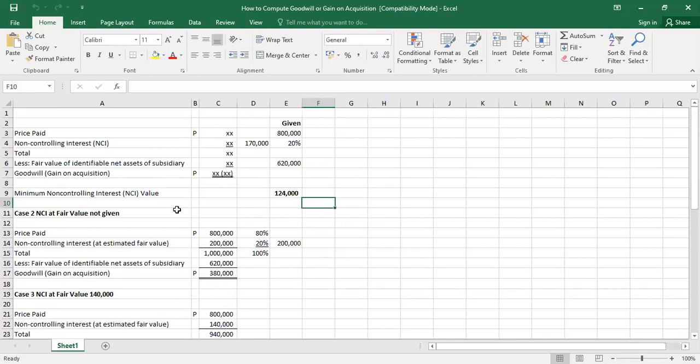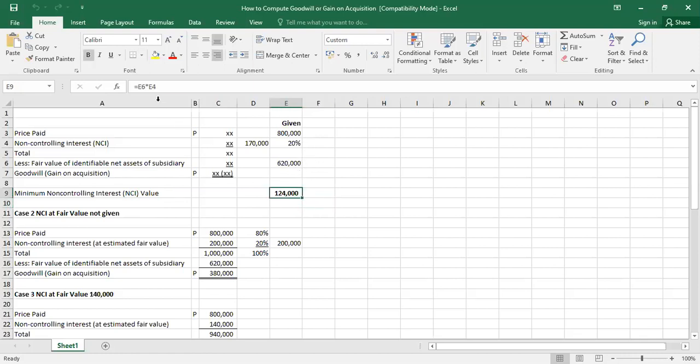Now, the next item that we should remember is the minimum non-controlling interest, or NCI value. Remember, under IFRS 3, there are two options. Number one is the usage of NCI at fair value; in its absence, we have to estimate the fair value. We also call this the full goodwill approach or method. We have to make sure that the given and the estimated NCI values are at least equal to the minimum NCI. Coincidentally, this minimum NCI is option two, which is the fair value of the proportionate share of identifiable net assets of the subsidiary, which is basically the fair value of identifiable net assets multiplied by the NCI percentage.